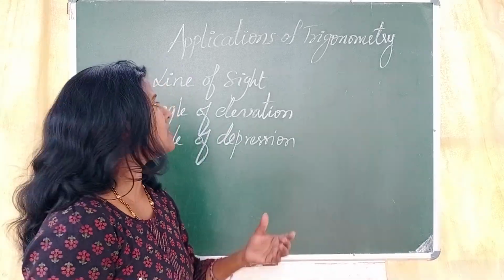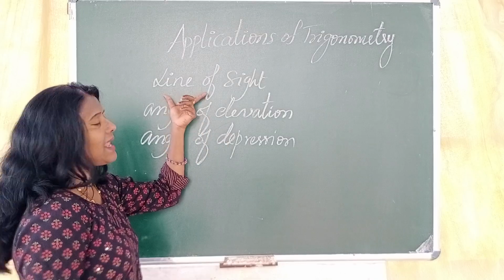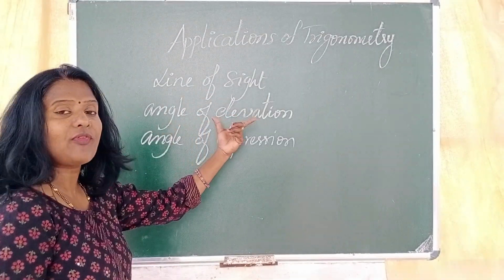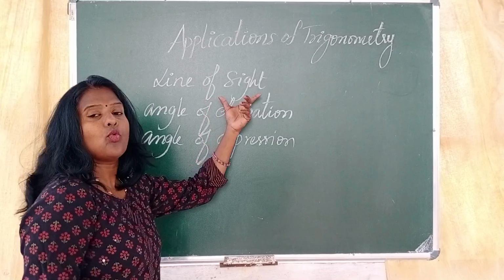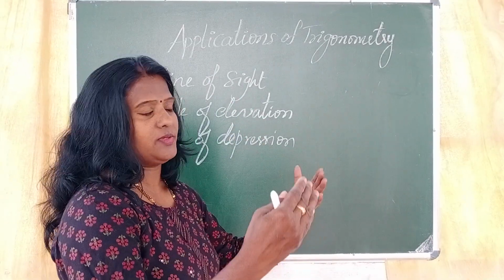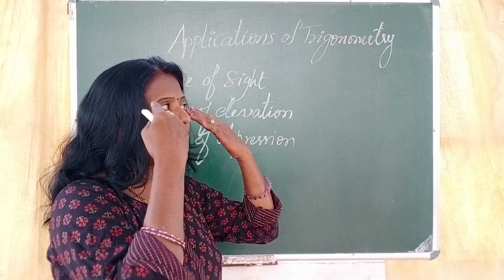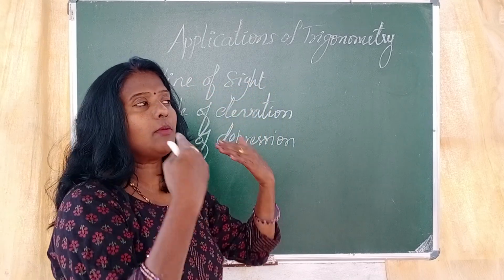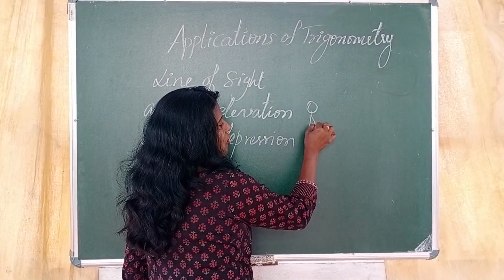Before going to this, first we should know these three things: line of sight, angle of elevation and angle of depression. So let us see what is line of sight. Whenever we see any object, the line drawn from the eye, or from the observer, to the object is called the line of sight.